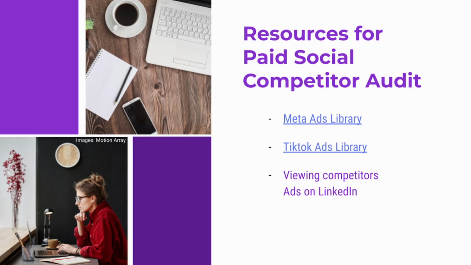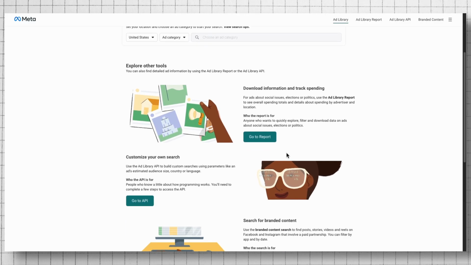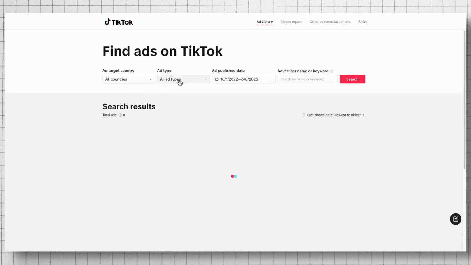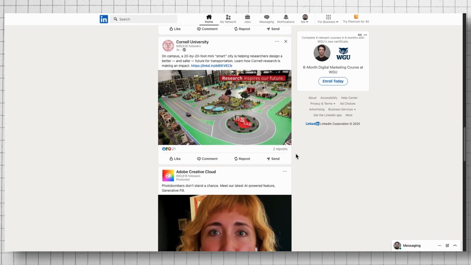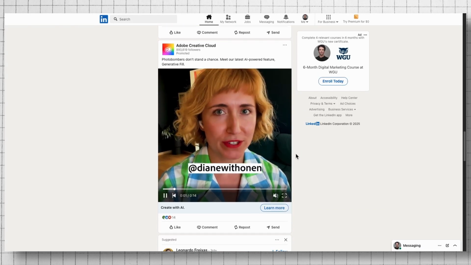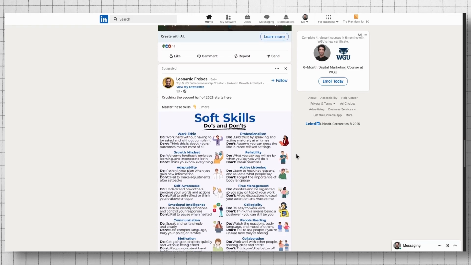Here are some resources which may help you with a competitor audit. First, we have the Meta Ads library, which I mentioned earlier. Second, you can use the TikTok Ads library, which is similar to the Meta library. And lastly, you can see what info you can gather from viewing your competitors on LinkedIn.